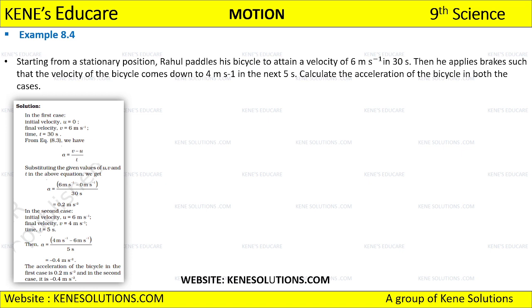So see, in the first case, initial velocity, that is u, will be 0. Final velocity v will be equal to 6 meters per second, and the time taken will be 30 seconds, right? So from the equation we have the formula a is equal to v minus u upon t, right? And you know v is 6 meter per second, u initial velocity is 0, and t is 30 seconds. So you get the answer as 0.2 meter per second square, right?